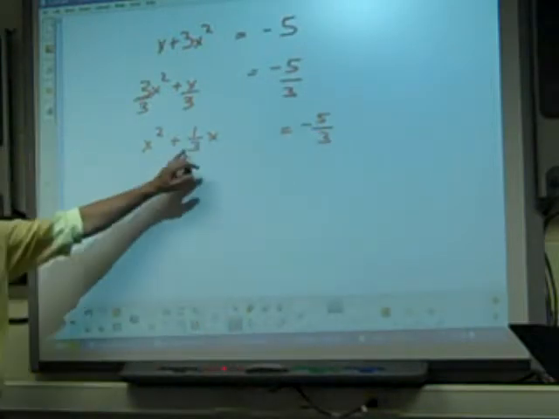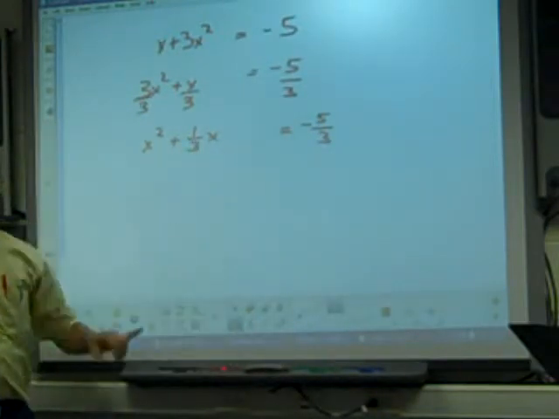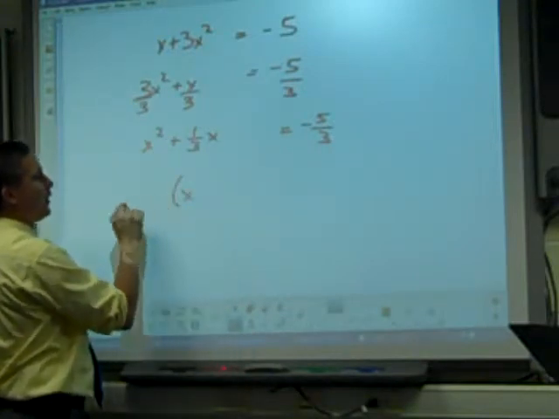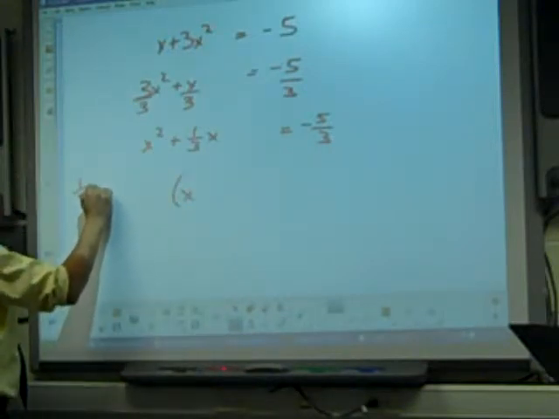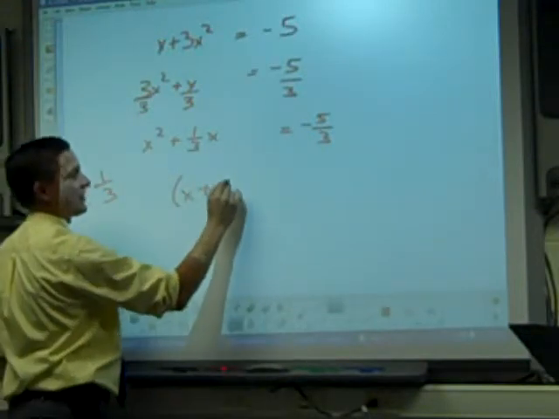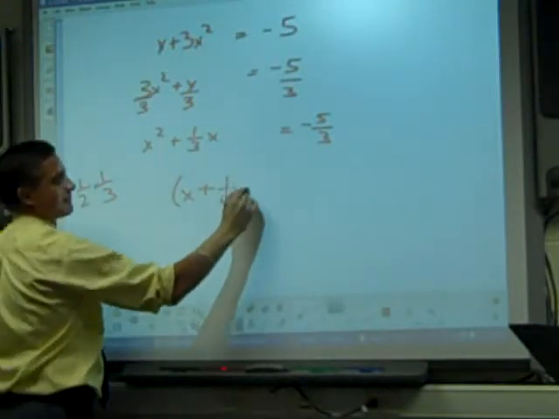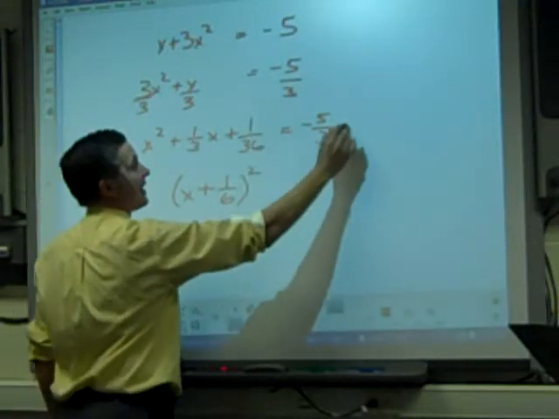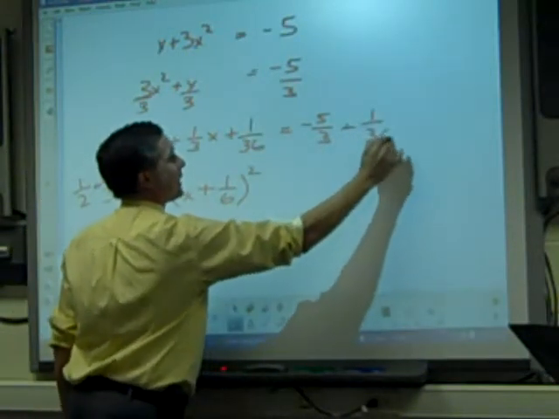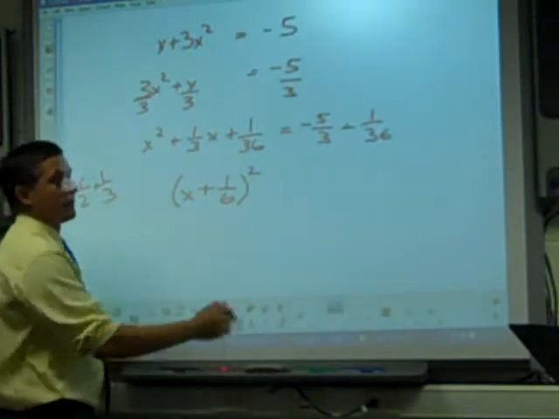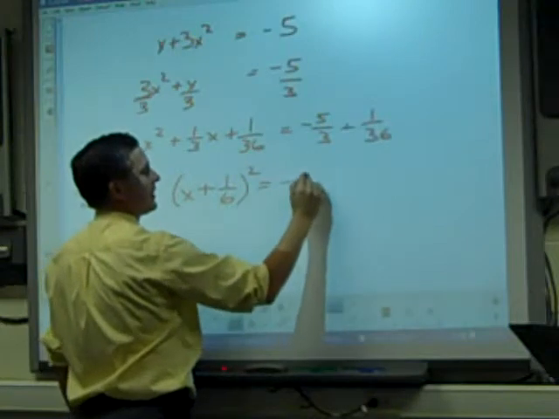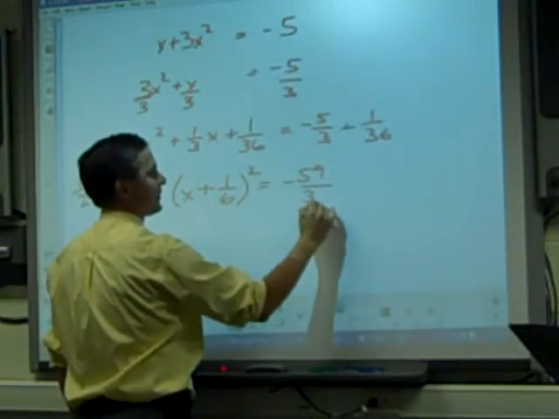Again, I know that when I have x squared plus 1/3 x, I can always make a square by taking half of the middle term. Half of a third is a sixth. A sixth squared, instead of writing it squared, I know I can write that as 1/36, and I have to do both sides. One of the big errors is people forget to put it on both sides. This trinomial becomes this binomial. On the other side, when I do the math, I get 59/36.